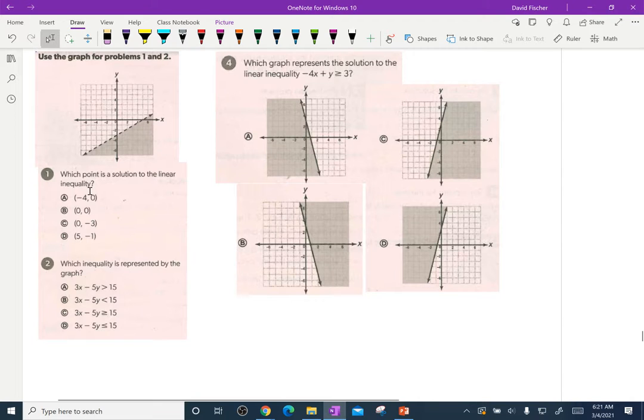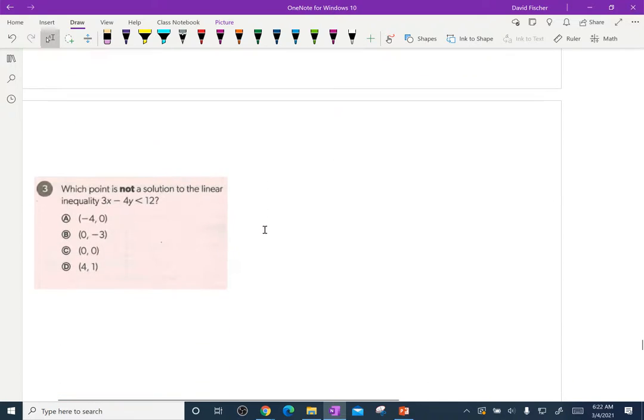Which point is the solution to this linear inequality? I'm hoping that you remember the solution is the shaded area, so just kind of look at it. And then here's a graph. They're saying, well, which equation would make that? It's already in standard form, so you might think about that. So again, we got to get ready for the test that's coming up.